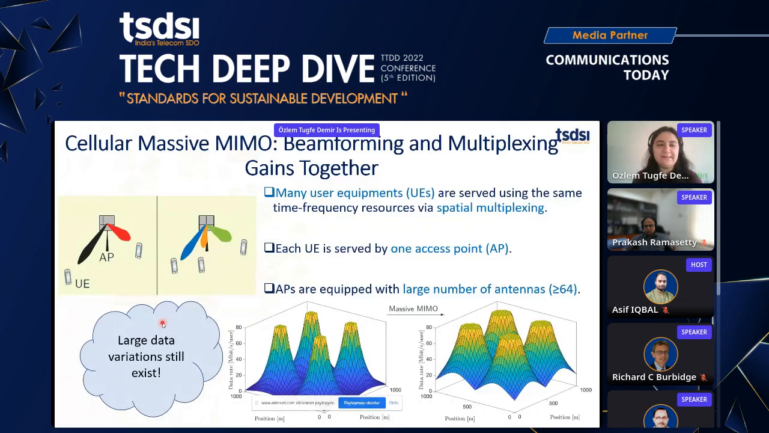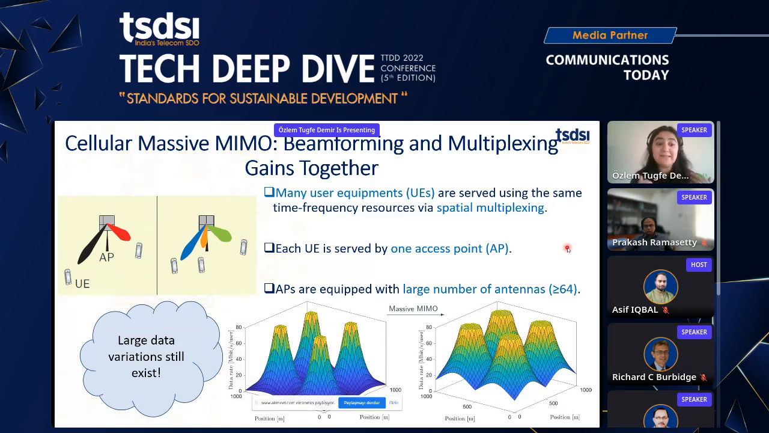One step toward this aim was the massive MIMO technology. Since the first seminal paper in 2010 by Marzetta, it is now in the standards of 5G. The thing is that we benefit from spatial multiplexing and beamforming gains together in cellular massive MIMO. At each base station, or as I'm calling it, access point, there are many antennas, normally thought of as larger than or equal to 64 antennas. With this large number of antennas and simple processing behind the massive MIMO operation, spatial multiplexing is possible, and multiple users can be served simultaneously using the same time-frequency resources.